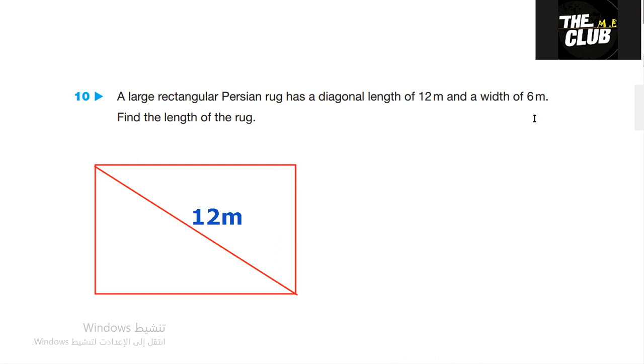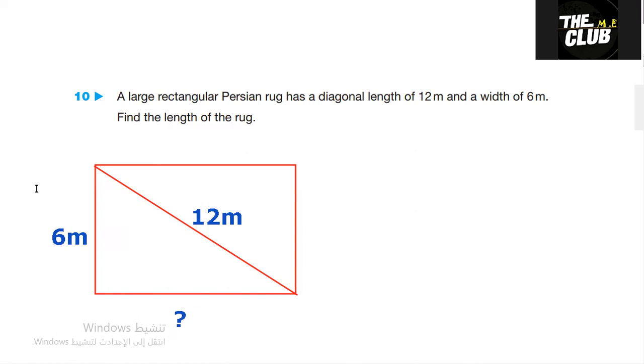And a width of 6 meters. So this one is 6. They need the length of the rug, which is this one. Find the length. So the diagonal length, this is the width, this is the length. So they need us to find the length.